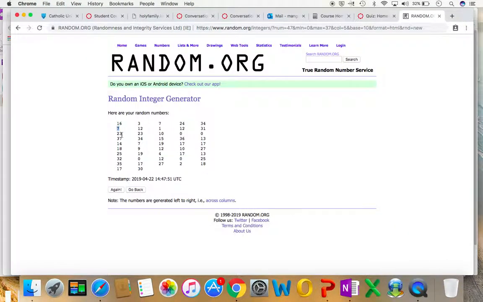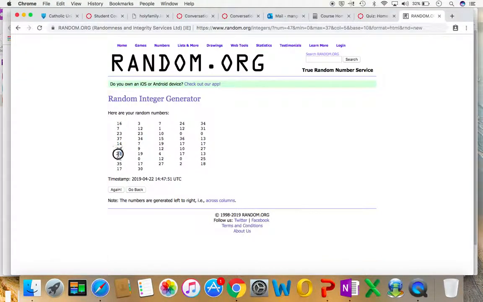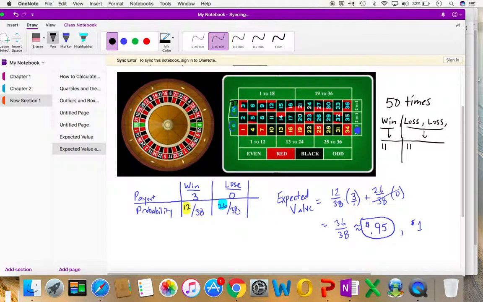23 was not on that list. 37 is a double zero. That doesn't work. Let's see, 14 was not on that list. 18 not on that list. 25 is on that list, so that's a win.